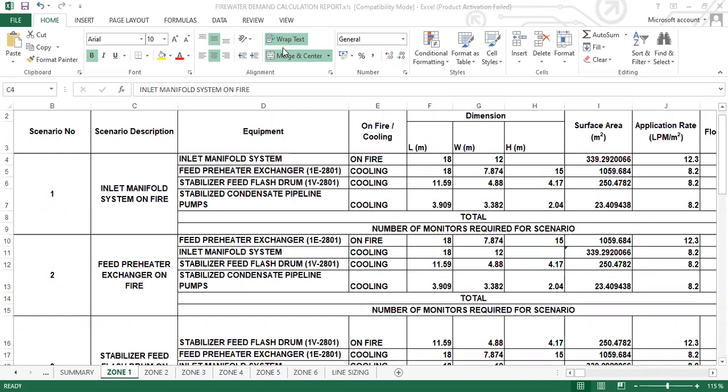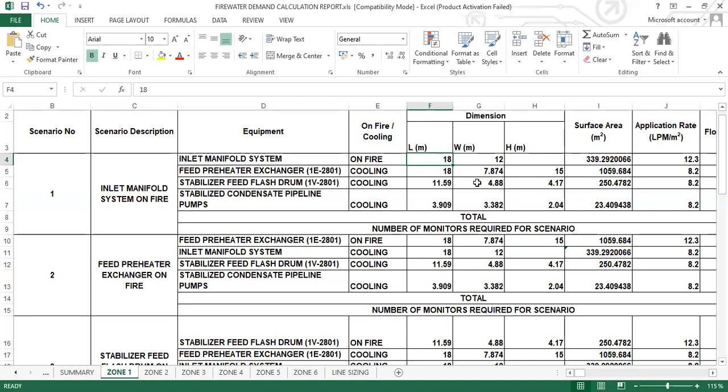So I'll just take a bit of time to explain. In this scenario 1, I've said assuming you have the inlet manifold system on fire, so you look at the equipment around this zone of the inlet manifold area. I identified the inlet manifold, the feed preheater exchanger, the stabilizer, the feed flash drum, and the stabilized condensate pumps. So the first scenario is assuming we have the inlet manifold system on fire. We will still need to be cooling the other surrounding equipment.